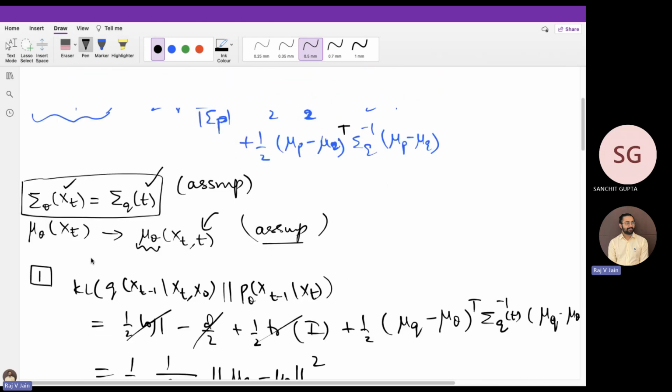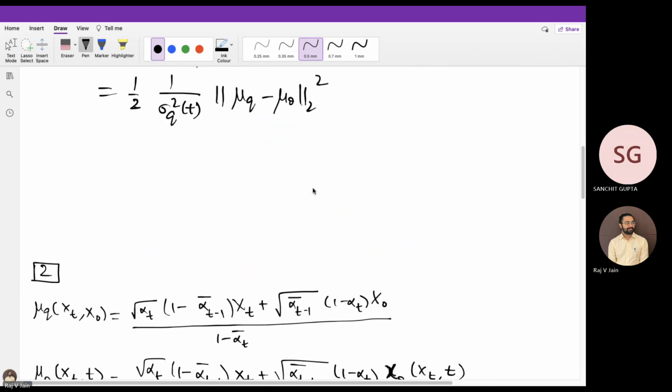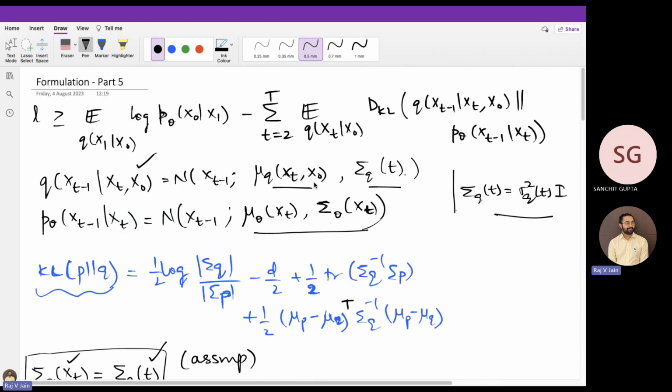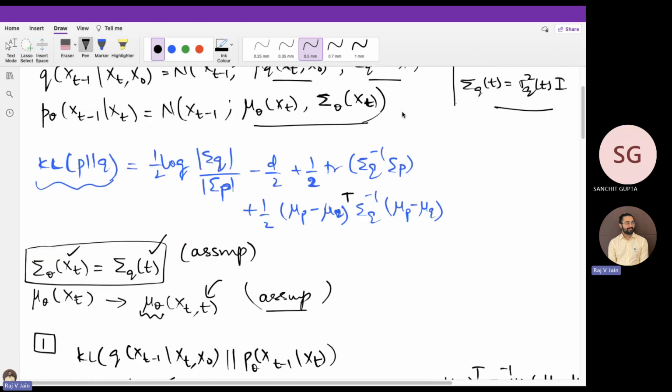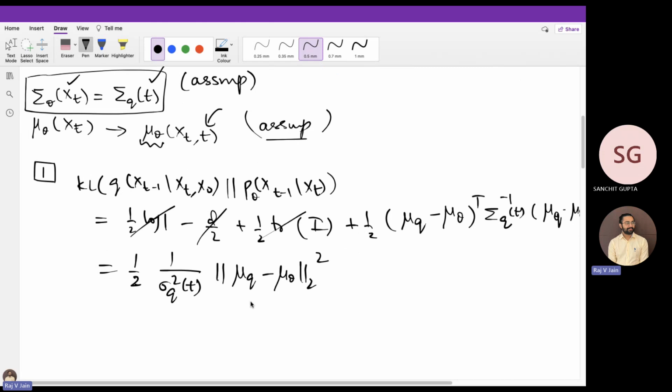Now, what will basically happen? You will just have mu q minus mu theta here. And so if you see here, this basically turns out to be a very simple MSE sort of formulation, right? So we are trying to match the mu q vector with the mu theta vector, right? Each pixel by pixel, I mean, if you're talking about images, so each component by component. This basically turns out to be some sort of an MSE formulation, or in some sense regression, right?